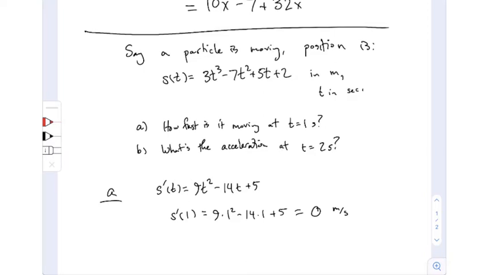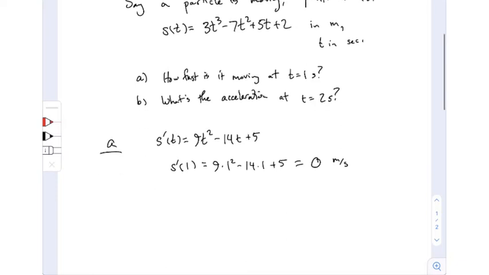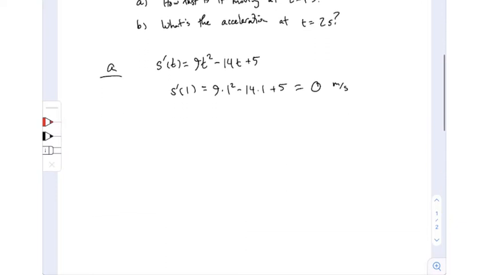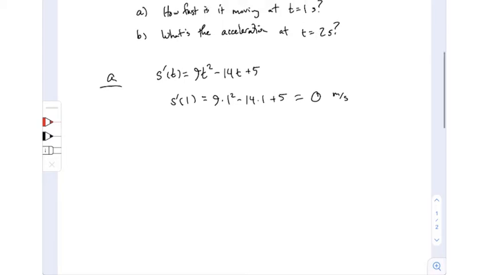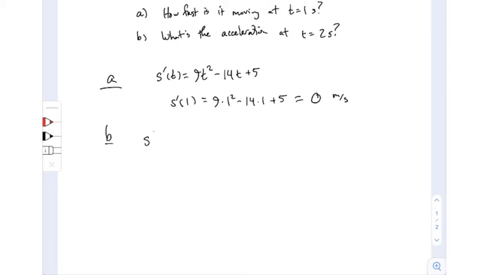How about the next one? What's the acceleration? What should I do for that? Yeah, remember the acceleration is the second derivative, or it's the derivative of the velocity. So I'm going to find the derivative again for part B. I go s double prime of t. So I read s prime of t here and take the derivative of that. It's going to be 18t minus 14. All right, and then plug in t equals 2. So s double prime of 2 is 18 times 2 minus 14, whatever that is. 22, I believe.